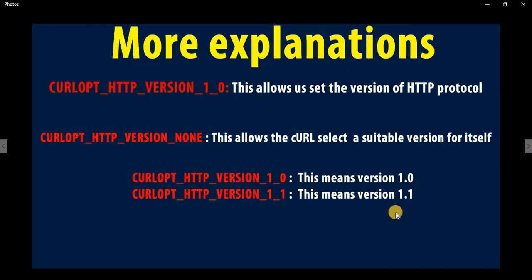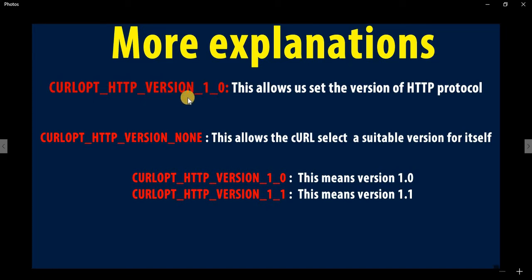And in the next slide, we're still talking about explanation. We're going to see quite a lot more explanations as we move along. So CURLOPT_HTTP_VERSION. This allows us to set the version of the HTTP protocol that we want to use. That's just what this is talking about. If you want to use something like version 1.0 or version 1.1, this is how to set it.